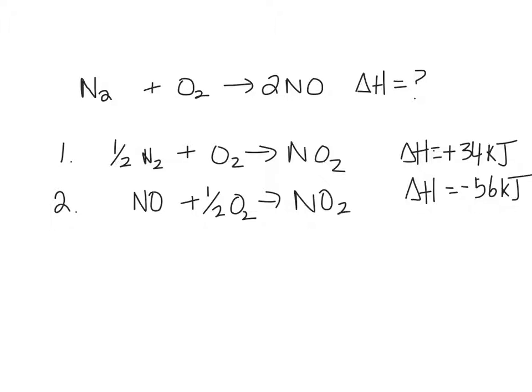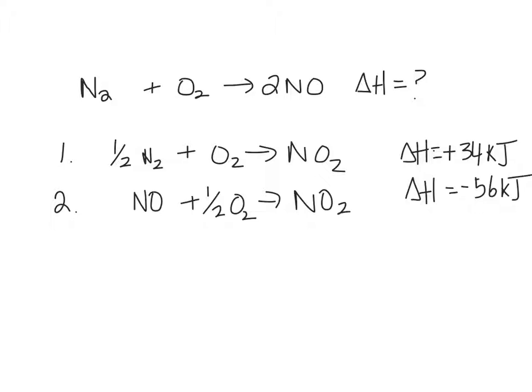So, pick something. N2. So then you ask yourself, which equation has N2 in it? The first one. Does it have the correct coefficient? No. Is it on the correct side? Yes. So we want it to be a reactant, but we want that to be 1. What would you have to multiply this by? 2. So you multiply the entire thing by 2, and the delta H has to be multiplied by 2.